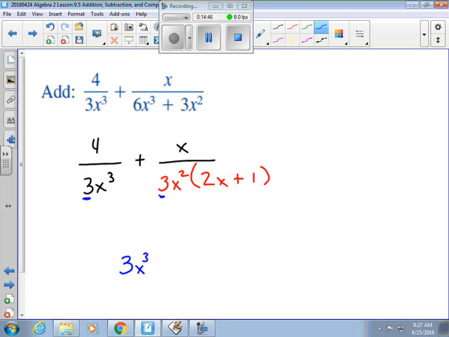And it also has the binomial 2x plus 1. This is going to be our common denominator for both of them: the 3, the x cubed, and a 2x plus 1. So that's going to be our final denominator. Multiply this term by both fractions and cancel out everything you can. Do that one for about 30 seconds and then we'll pick back up.